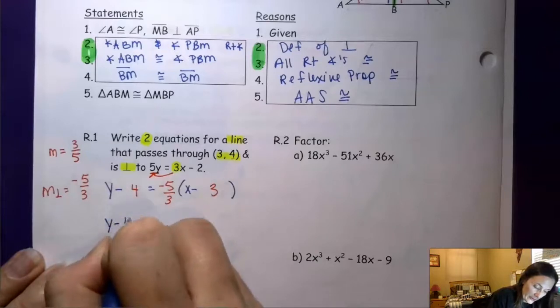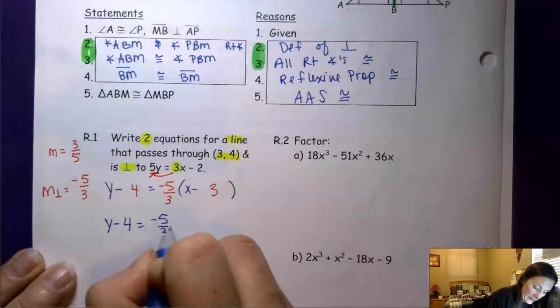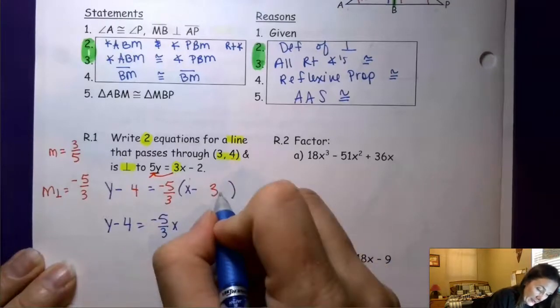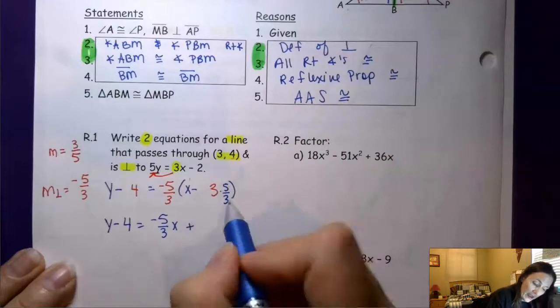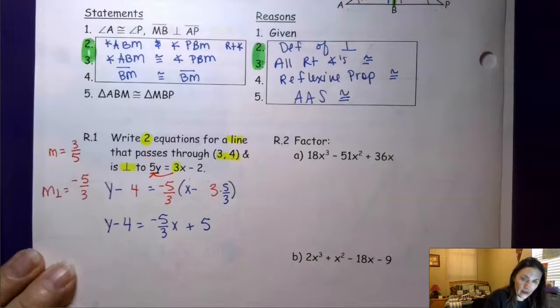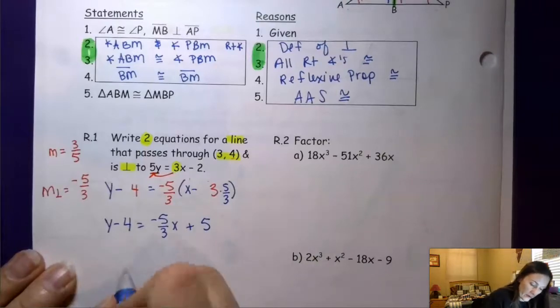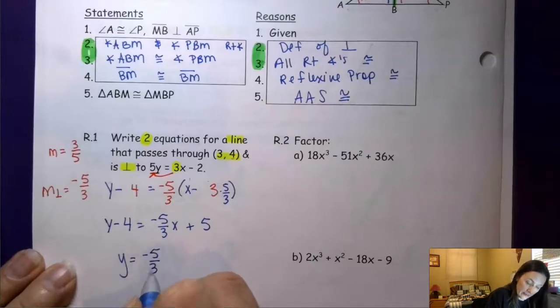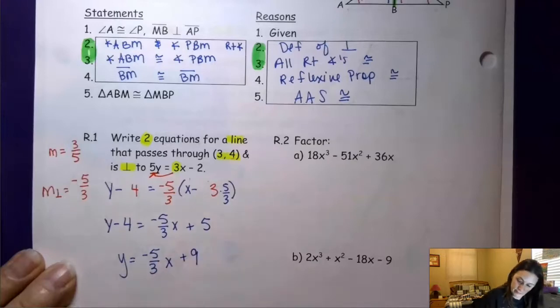Say y minus 4. Distribute this, I get negative 5 thirds x. Negative times negative is going to be a positive, and that 3 is going to cancel. I'm going to get a positive 5. Not done yet, the y is not isolated. I'm going to add 4 over here. So y equals negative 5 thirds x, add 4 to give me a plus 9.